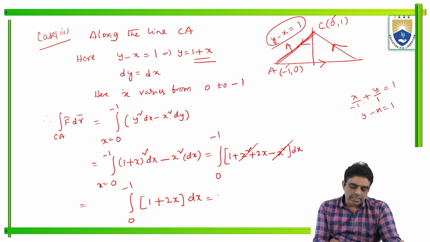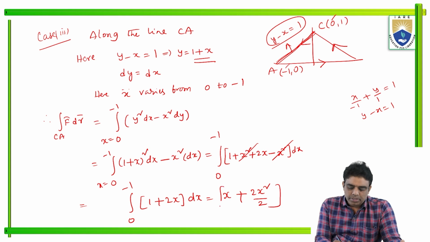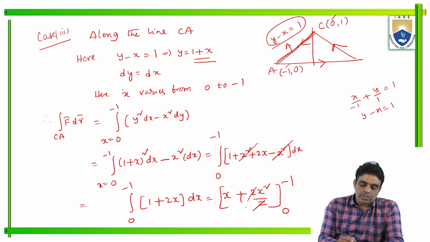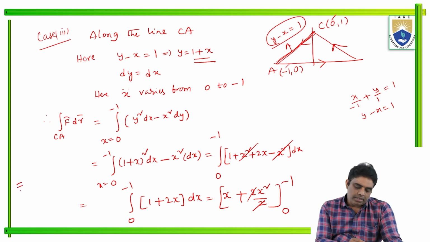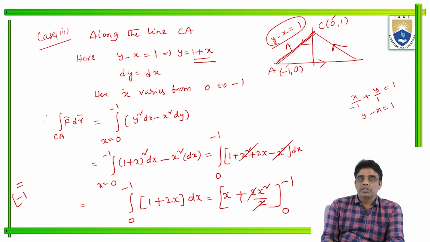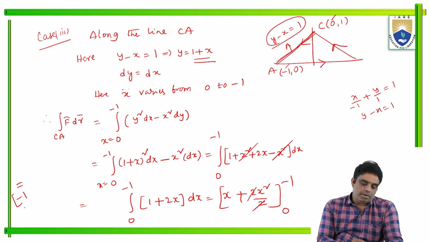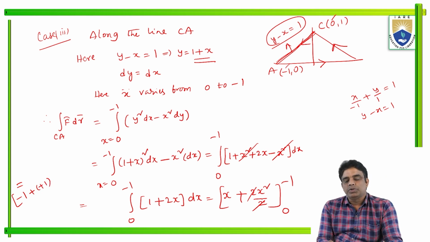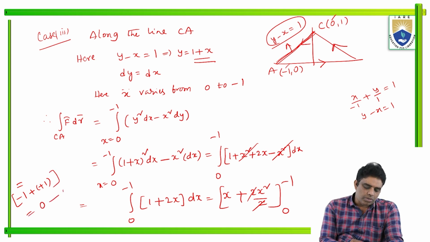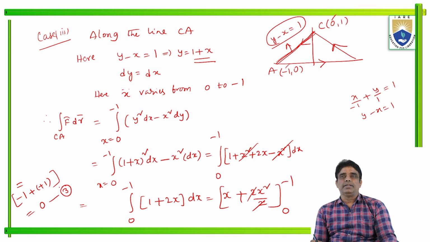So what is the integration? The first term gives x, the second term is 2x square by 2, and the limits are 0 and -1. So the 2 cancels. On substituting the upper limit x equal to -1, we get -1 plus (-1) whole square, that is plus 1. The lower limit gives 0 for both. That is -1 plus 1, which is equal to 0. This is equation number 3.